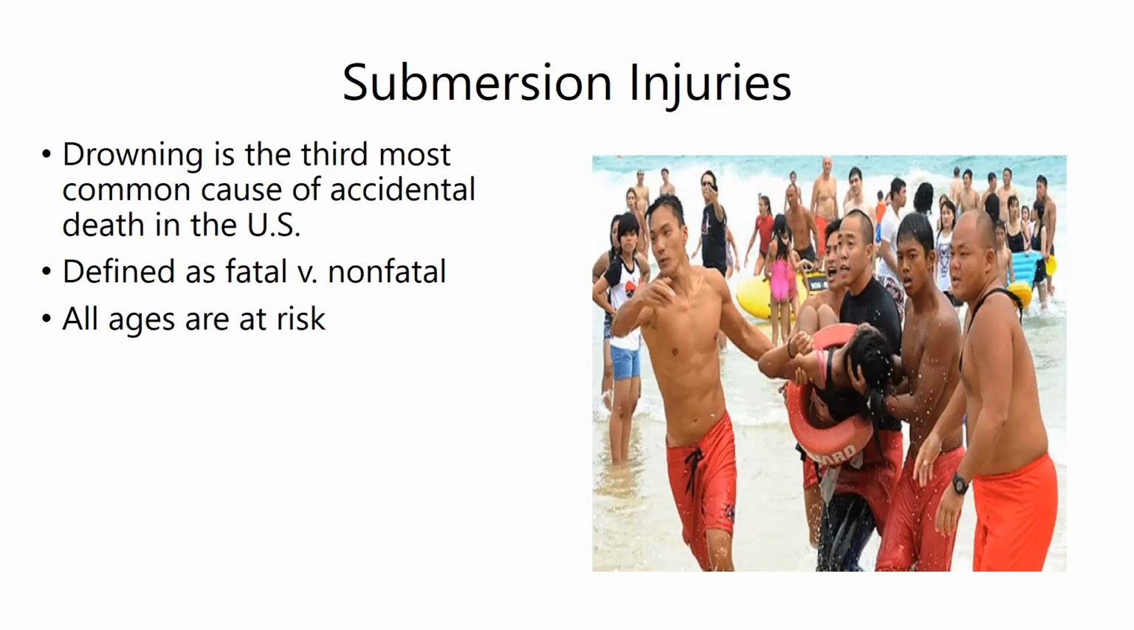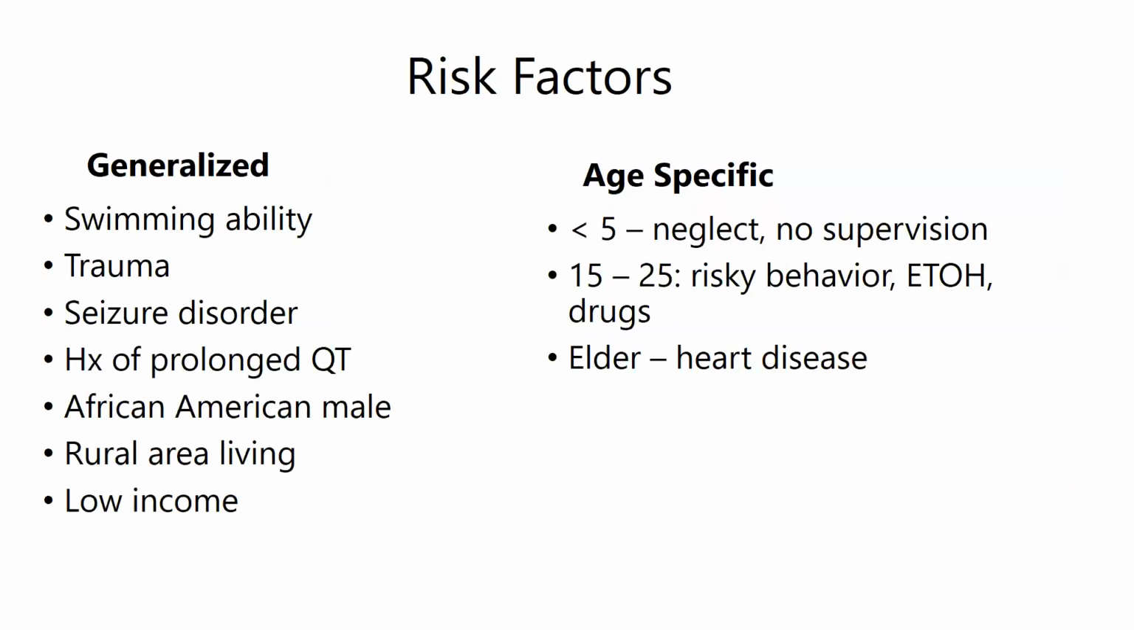Risk factors. Generalized swimming ability. Overestimating your swimming ability. Gotta love the ocean. You swim too far out. Trauma. Seizure disorders. Don't know when they're going to happen. History of prolonged QT. African American males. And I say this because a lot of people are afraid of the water. Rural area living.